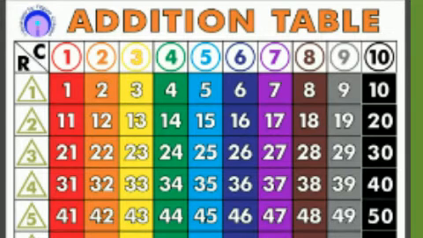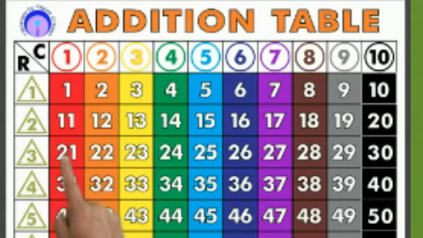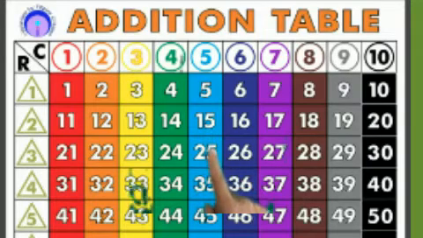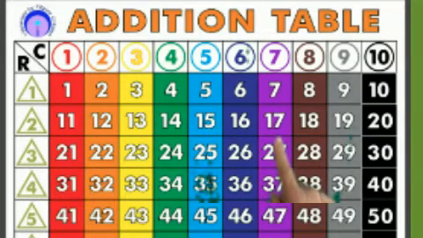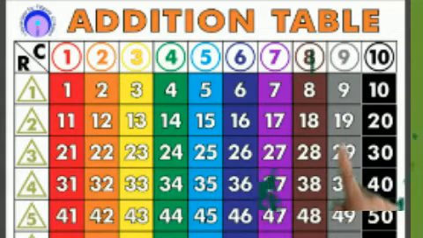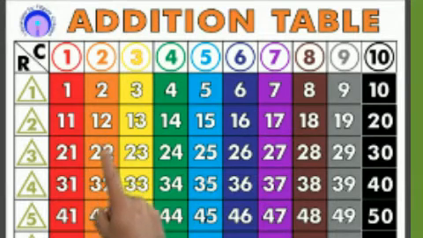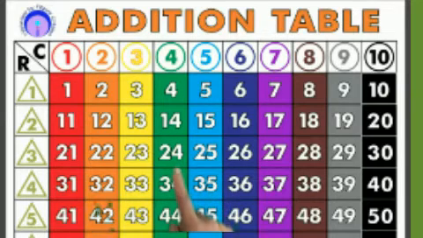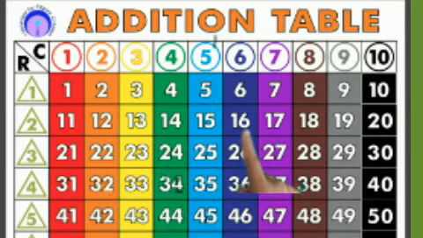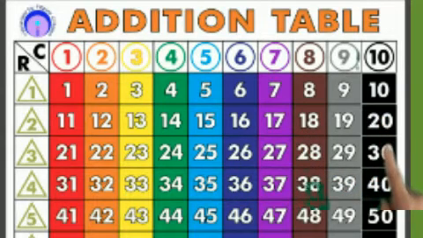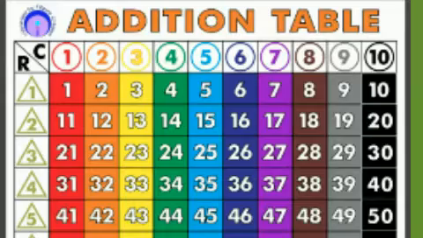Here in the addition table, all the numbers in column red, yellow, blue, violet, and gray are all odd numbers, whereas numbers in orange, in green, indigo, brown, and black are even numbers.